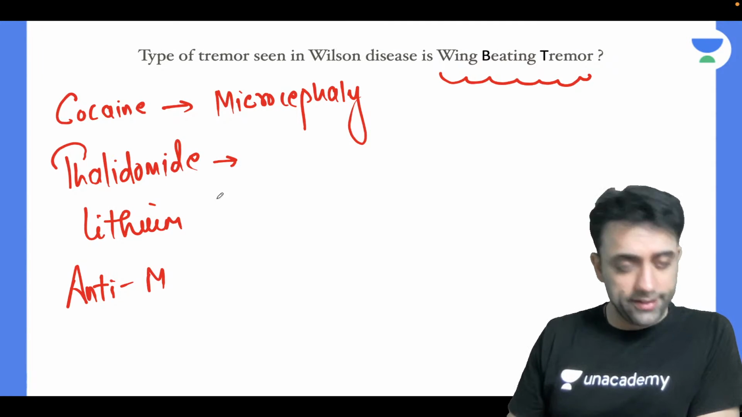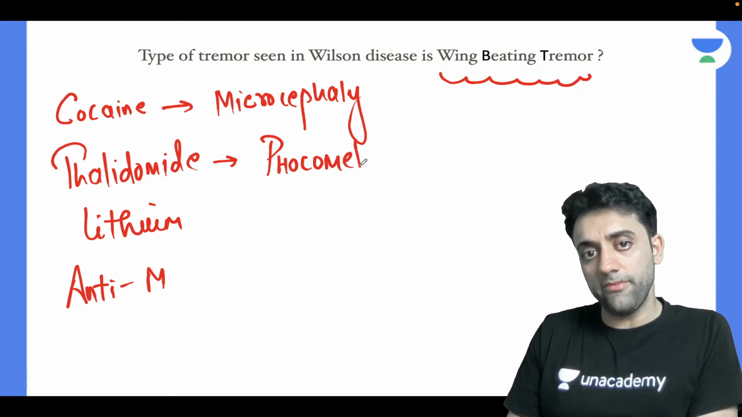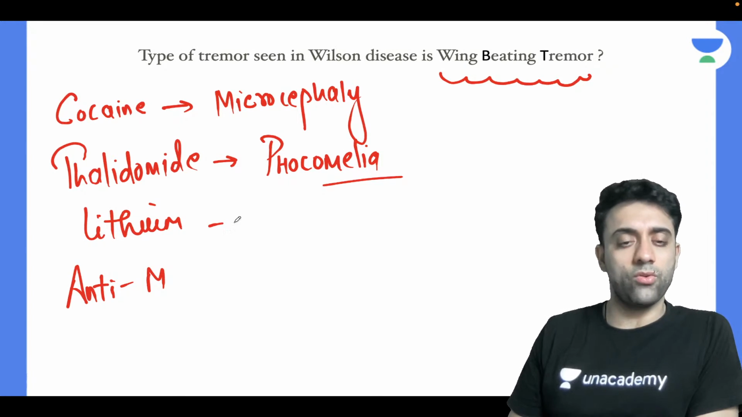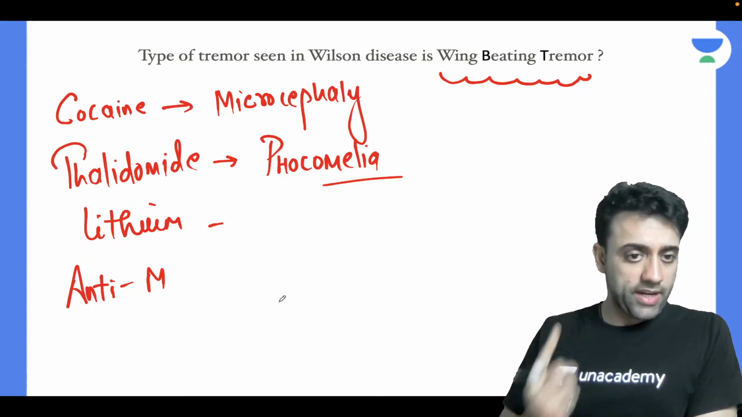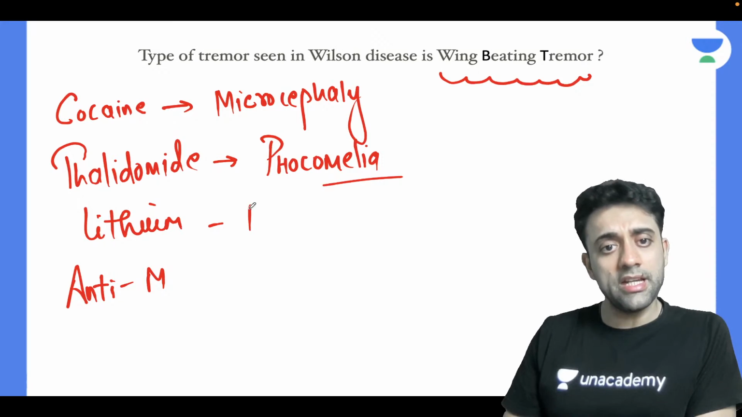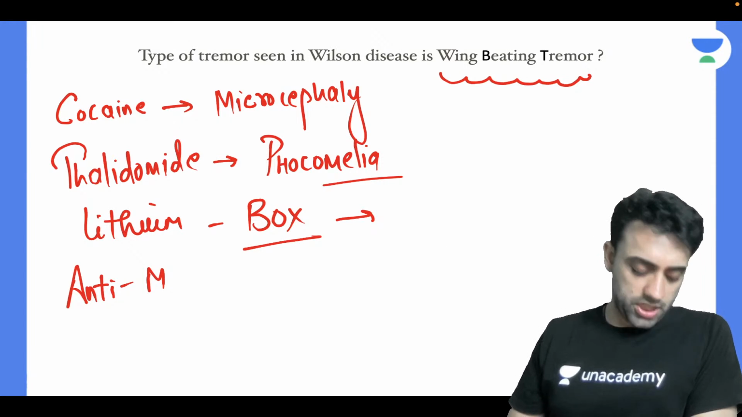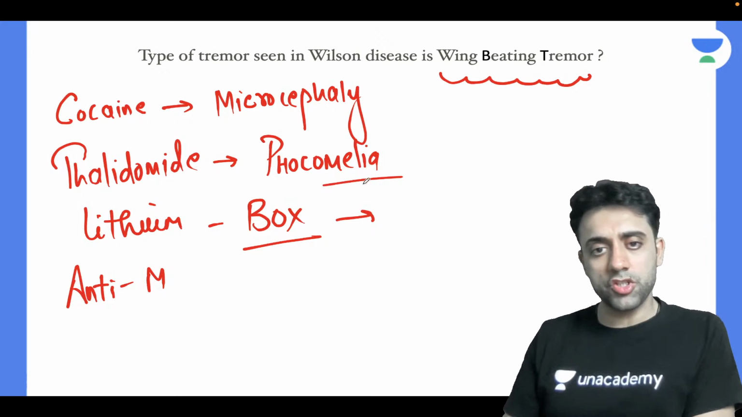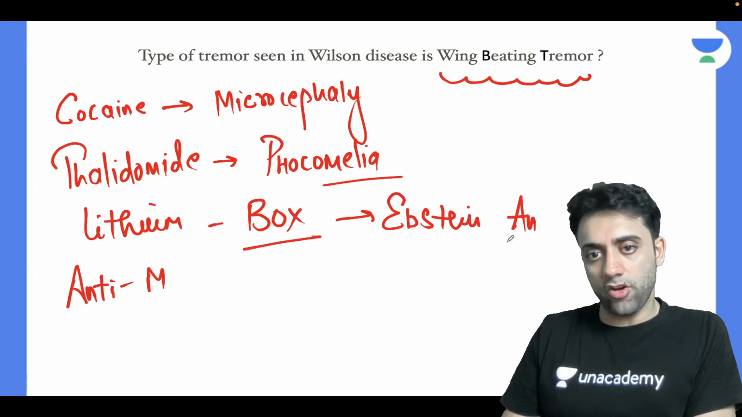If the mother has taken thalidomide during pregnancy, the baby can land up into limb defect. Which limb defect? Phocomelia. If the mother has taken lithium during pregnancy, the baby can land up into box-shaped heart. And where do you see box-shaped heart? The answer is Epstein anomaly, that you should know.